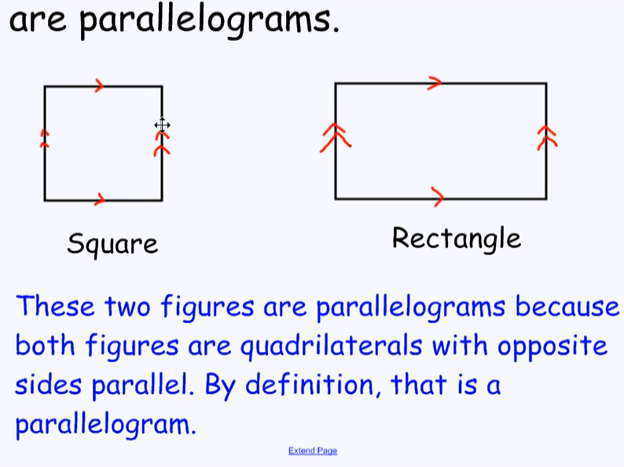The square is a quadrilateral with opposite sides parallel, and that's indicated with the arrows here. And a rectangle is also a quadrilateral with opposite sides parallel. So these two figures are types of parallelograms.